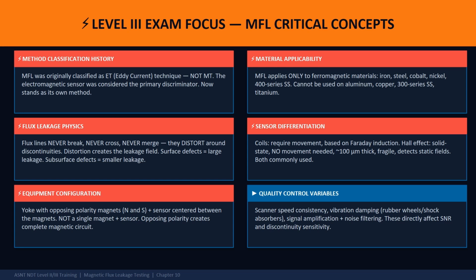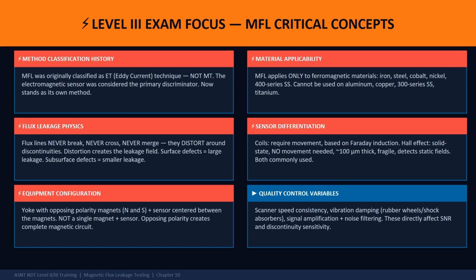2. Material applicability. Only ferromagnetic materials. This must be instantly recalled. 3. Flux leakage physics. Understand why leakage forms. If you cannot explain permeability differences between steel and air, your understanding is incomplete. 4. Sensor differentiation. Coils versus Hall sensors. This is a major Level 3 oral exam topic. Be able to compare advantages and limitations.